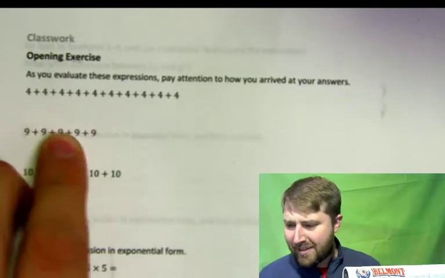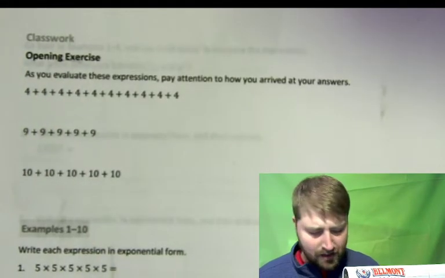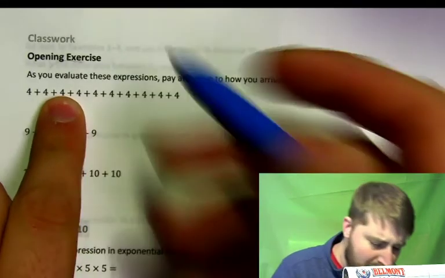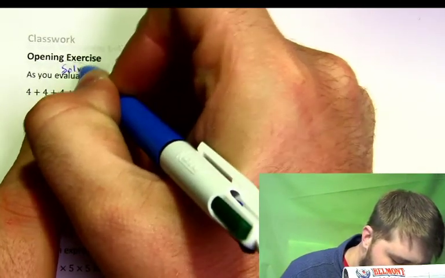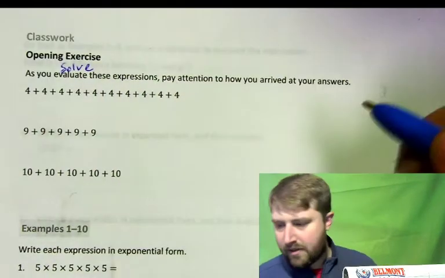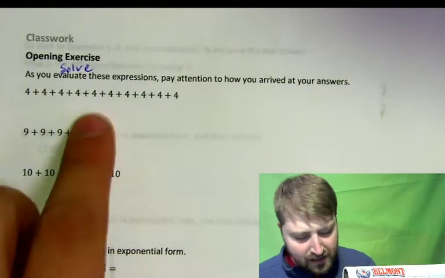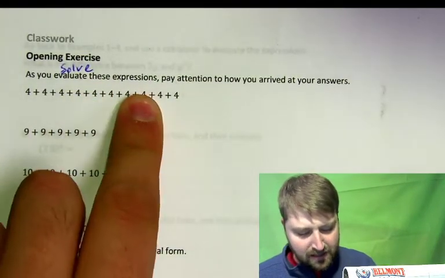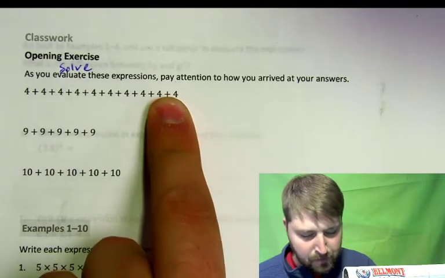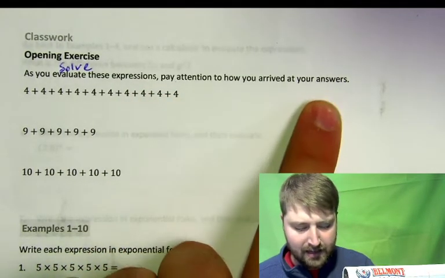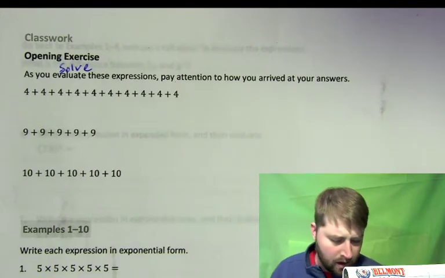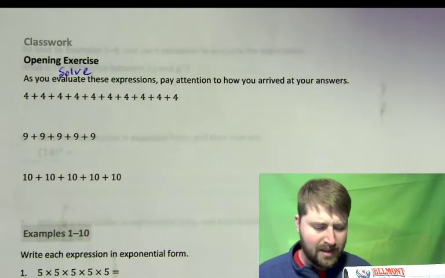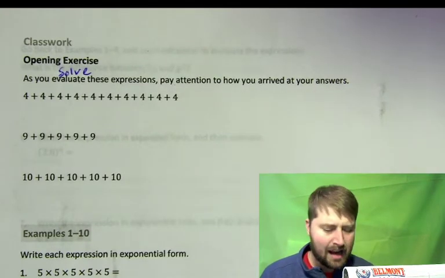But our opening exercise today is going to be to evaluate, and evaluate right there, it just means solve. My pen is very clearly tired, had a break too. So as you solve these expressions, which are just these problems here, pay attention to how you arrived at your answers. So I want you to pause our video here, solve these three expressions, and think about how you solve them.